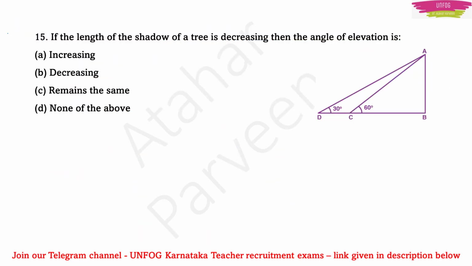Next, if the length of the shadow of a tree is decreasing, then the angle of elevation is increasing, decreasing, remains the same, or none of the above. Practically, if you imagine it, you will get the answer: the length of the shadow of a tree is decreasing. Decreasing means it is becoming small. The length of the shadow of the tree is becoming small.